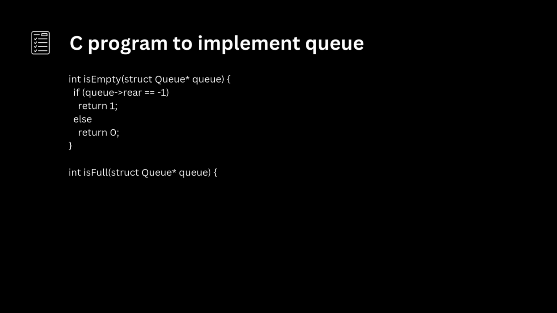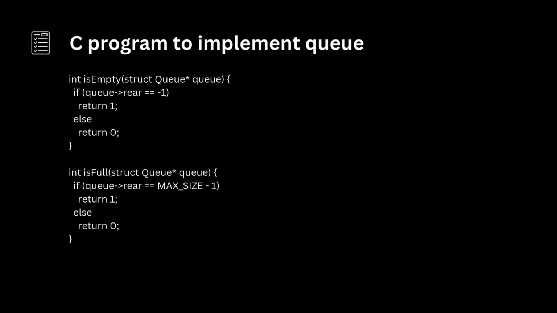This condition checks if the rear index of the queue is equal to max size - 1, which indicates that the queue is full. If the queue is full, the function returns 1, indicating true, or yes. If the queue is not full, the function returns 0, indicating false, or no.